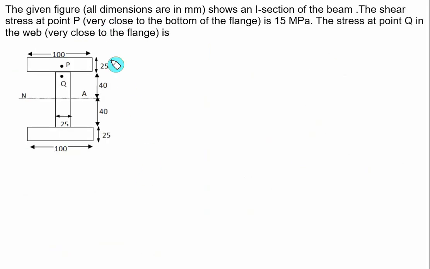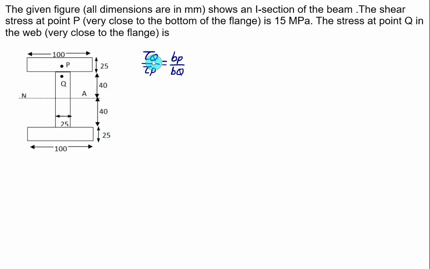In the given figure, all dimensions are in mm, and we have the symmetrical I section of the beam. The shear stress at point P, very close to the bottom of the flange, is 15 megapascal, and the stress at point Q is very close to the flange. When we shift from P to Q, there is a sudden change in the shear stress. So we have shear stress at point Q divided by shear stress at point P is inversely proportional to their width. Therefore this ratio is the width at P divided by width at Q.